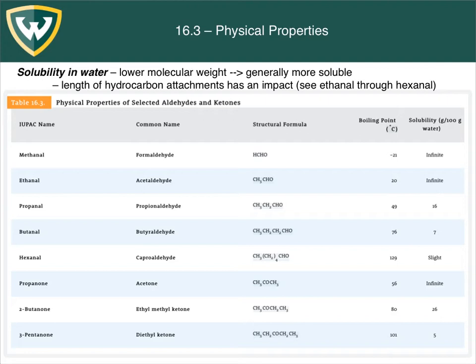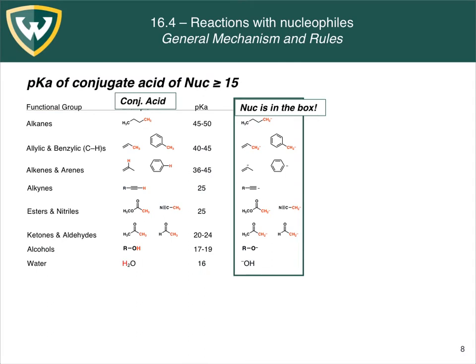In the next several chapters, we're going to be looking at reactions of either strong or weak nucleophiles with carbonyl compounds, like aldehydes and ketones and carboxylic acid derivatives. For all of these, we will talk about strong nucleophiles versus weak nucleophiles. A good rule of thumb is that nucleophiles whose conjugate acid has a pKa greater than or equal to 15 are typically strong nucleophiles.